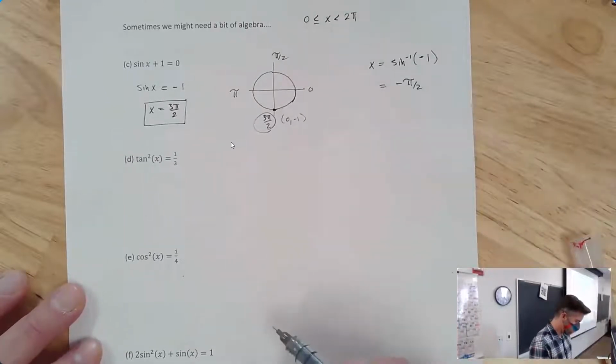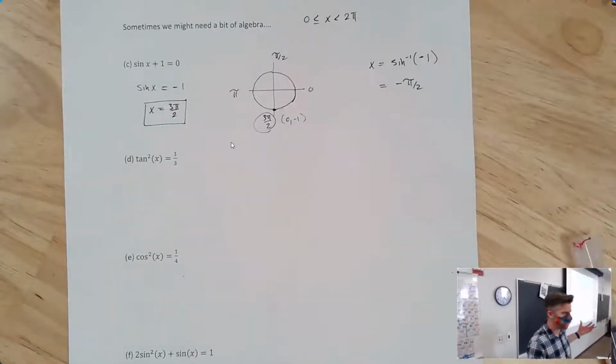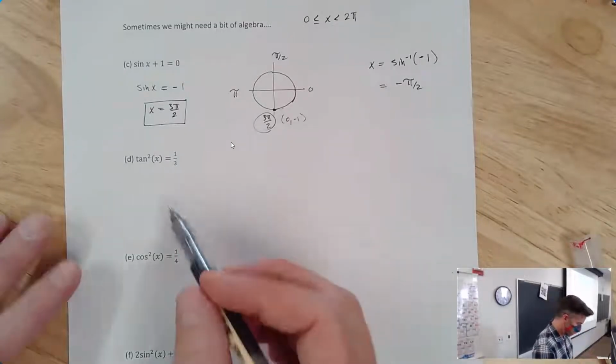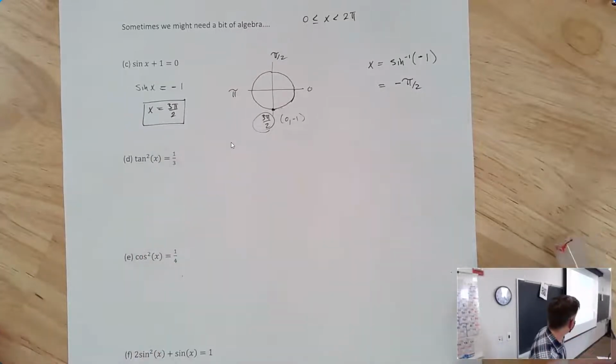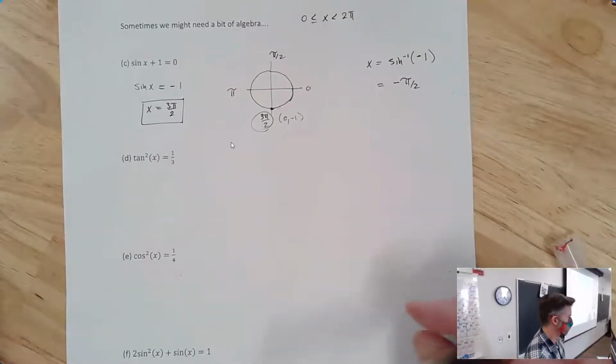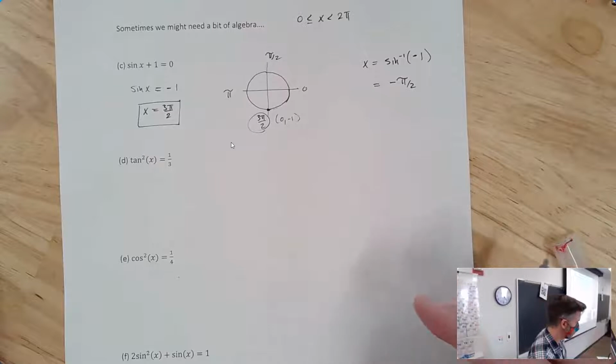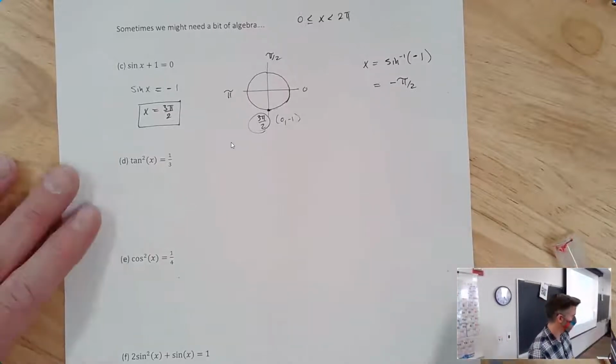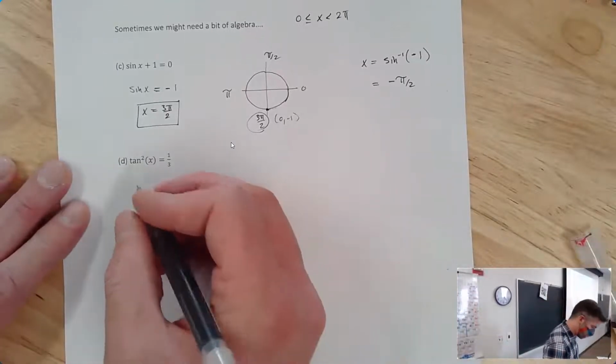Okay, and you should always, if you have questions, stop me. But I'm going to move on to the next one. Tangent squared equal to 1/3. I should definitely take the square root of both sides. There are other ways you could do this, but taking the square root of both sides is what I think is the nicest here.